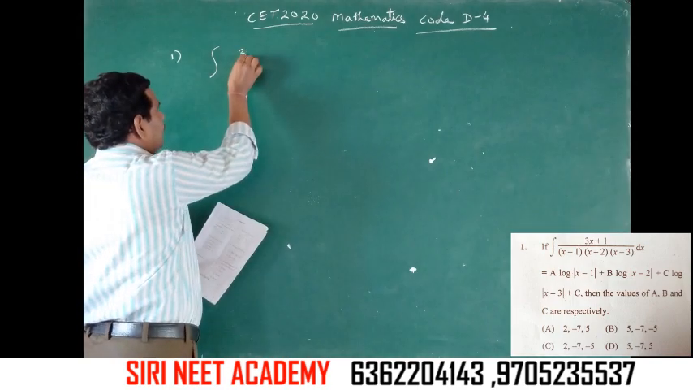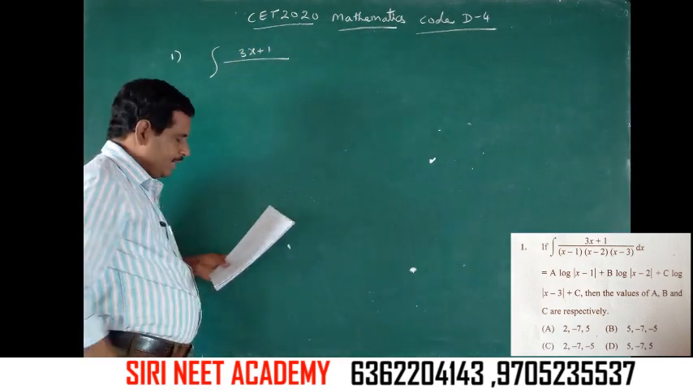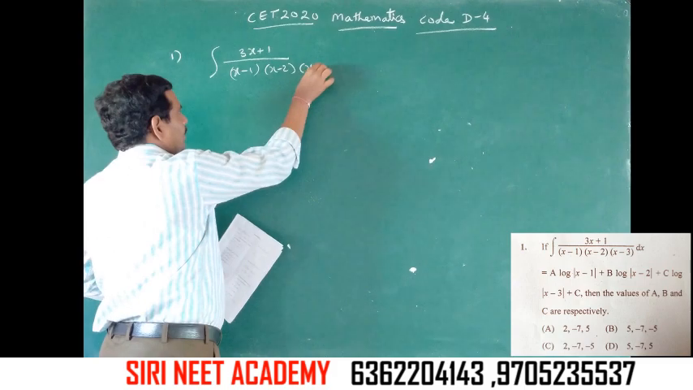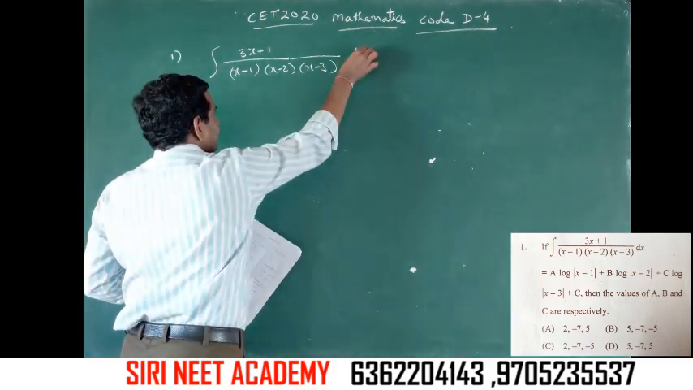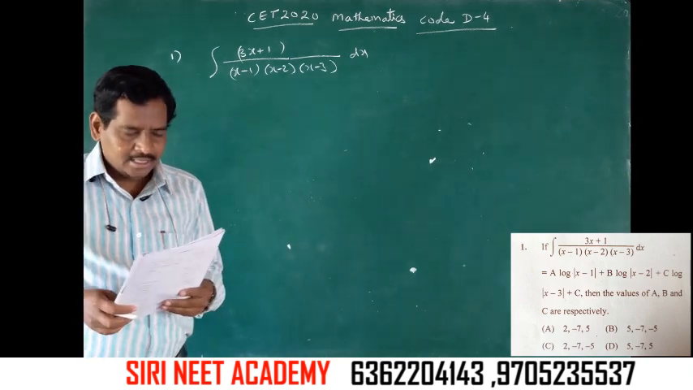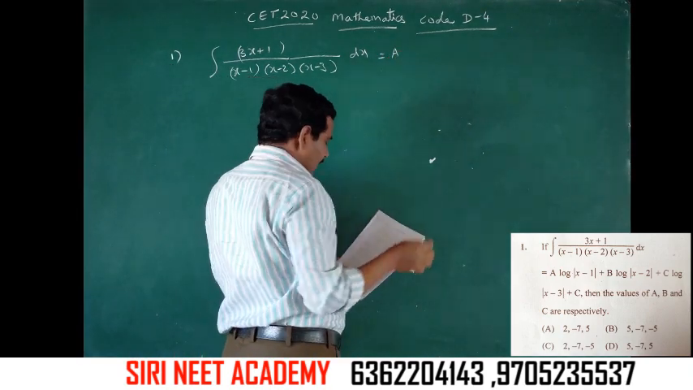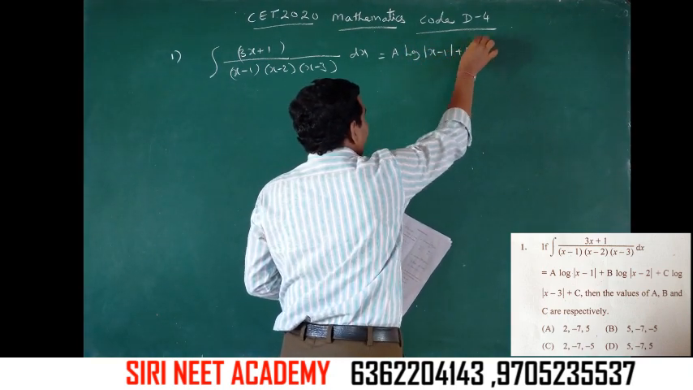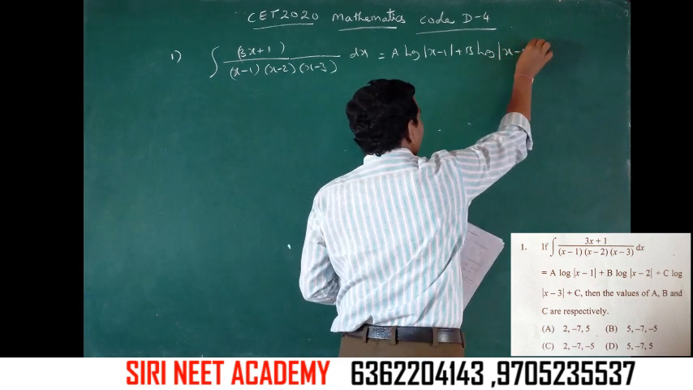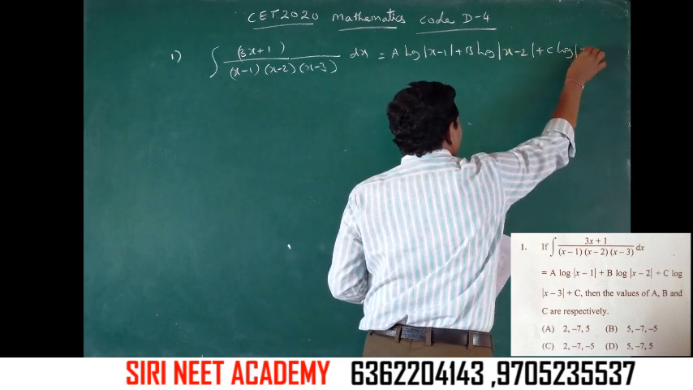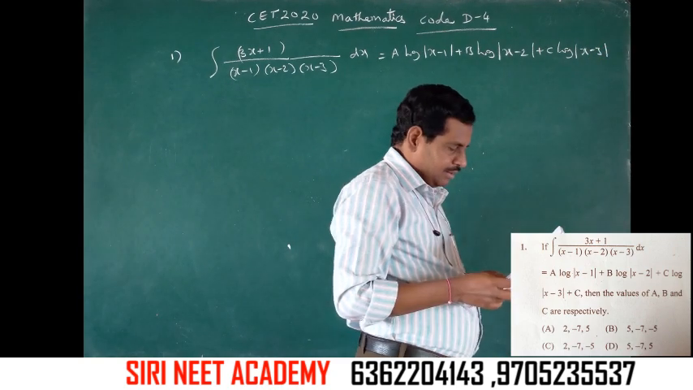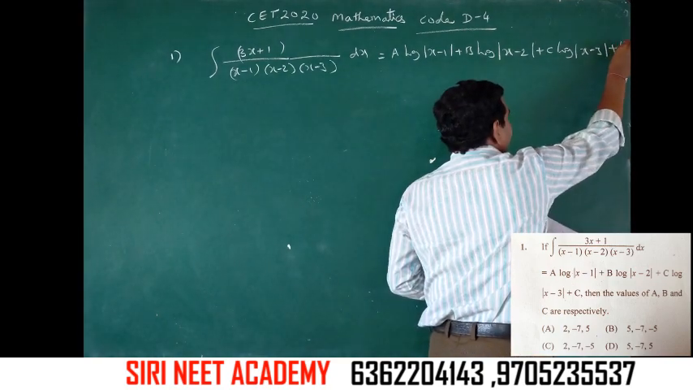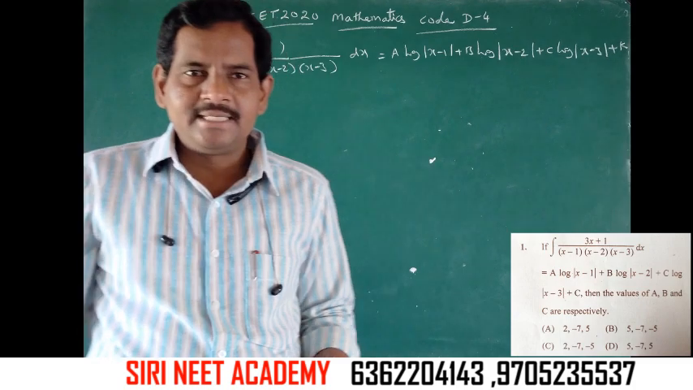Integral of (3x + 1) divided by (x - 1)(x - 2)(x - 3) dx is equal to a log|x - 1| + b log|x - 2| + c log|x - 3| + k. Then what are the values of a, b, c?